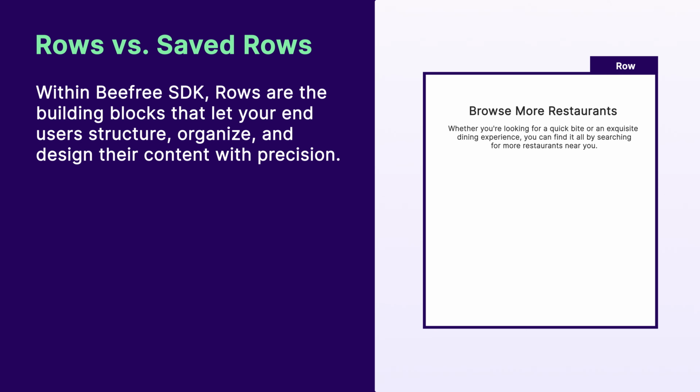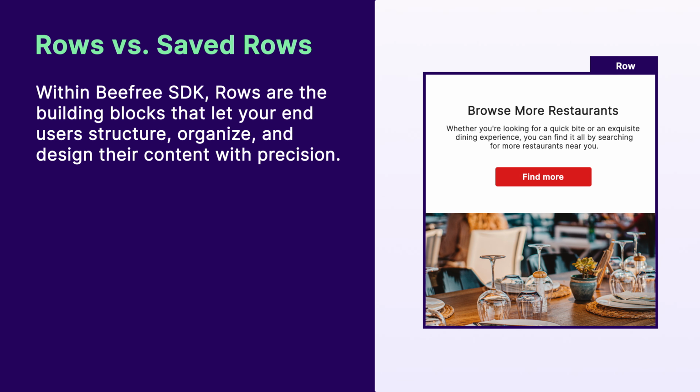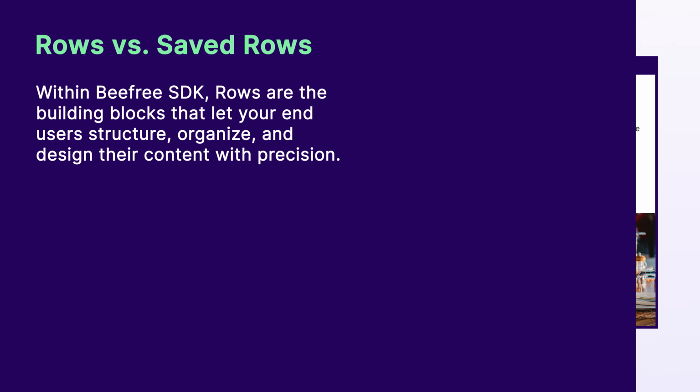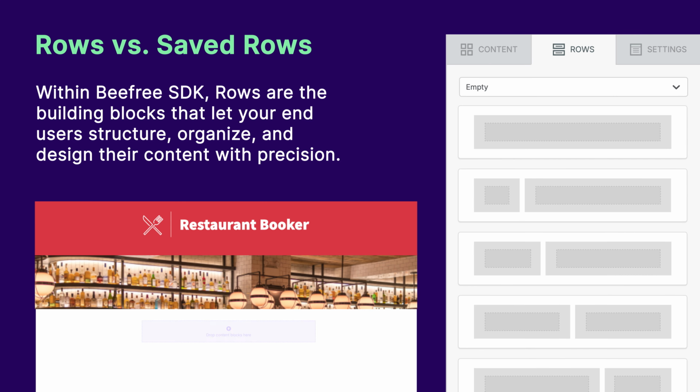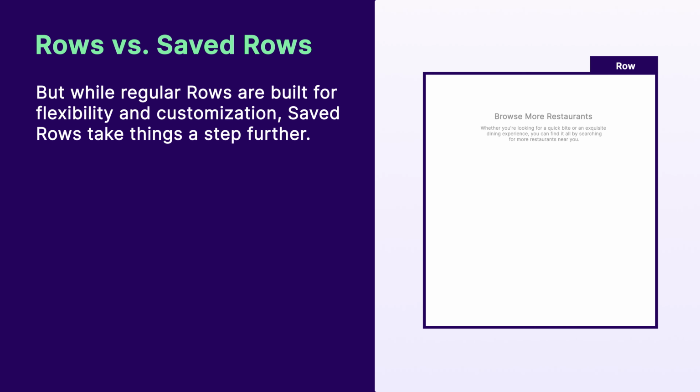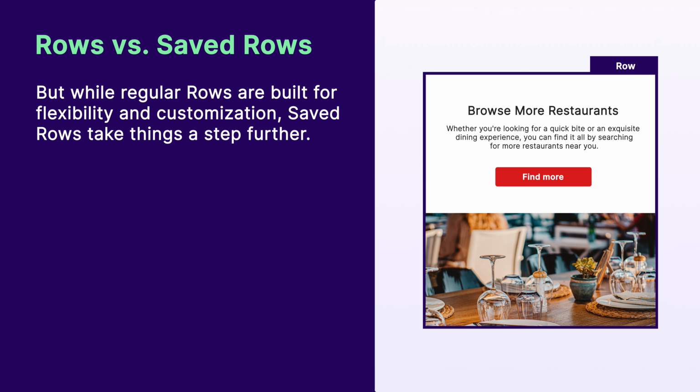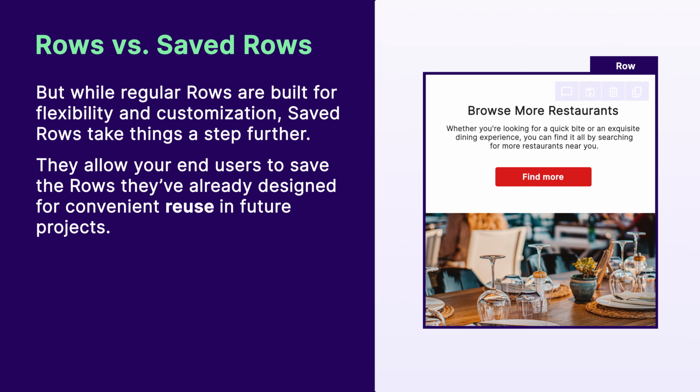Within Beefree SDK, rows are the building blocks that let your end users structure, organize, and design their content with precision. They're a powerful way to create layouts that adapt to any design need. The first step every content creator takes in the Beefree SDK builder is to drag and drop a row onto the stage. This is where the magic begins. Rows provide the foundation for adding content blocks and designing layouts that bring ideas to life. But while regular rows are built for flexibility and customization, saved rows take things a step further. They allow your end users to save the rows they've already designed for convenient reuse in future projects.